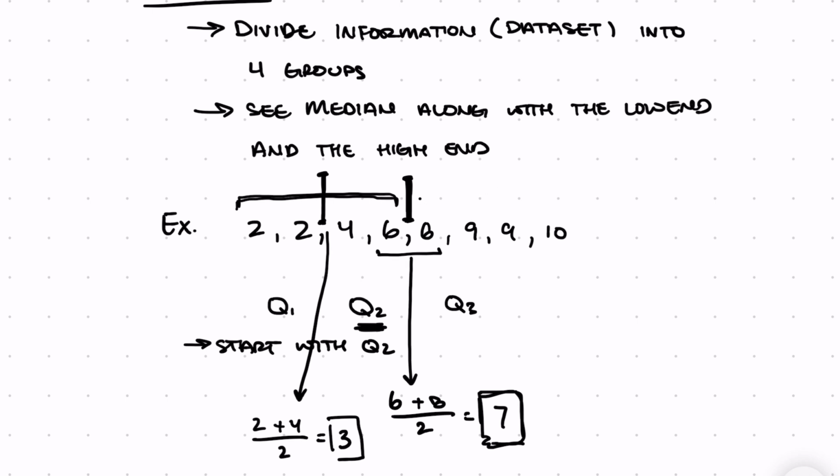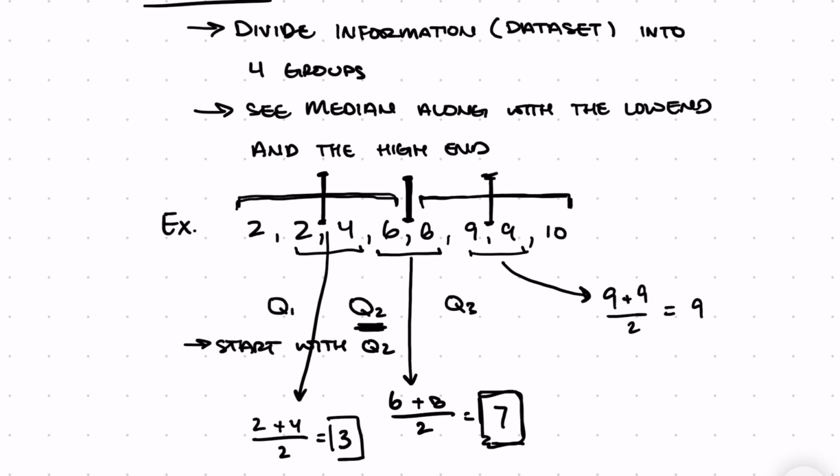And then for the Q3, which is the high end, well, what about the people who do like buying shoes and have a lot of them? How much do they have? You're going to again draw a line in the middle there. You're going to see that it's between two 9s, right? I'll draw this one right there too. Now 9 plus 9 divided by 2, and you're just going to get 9.